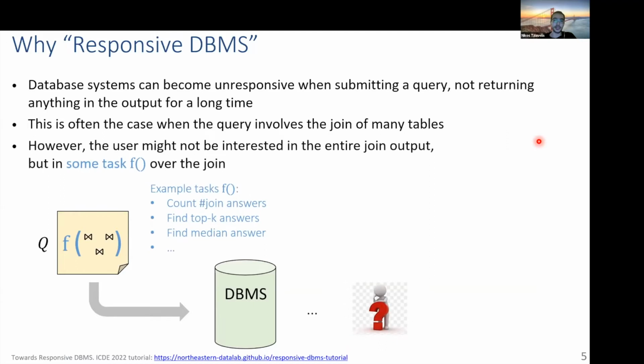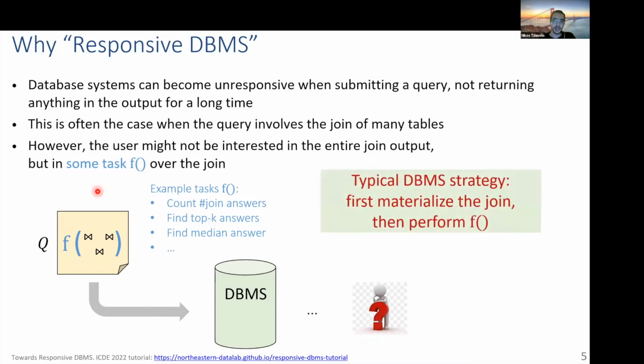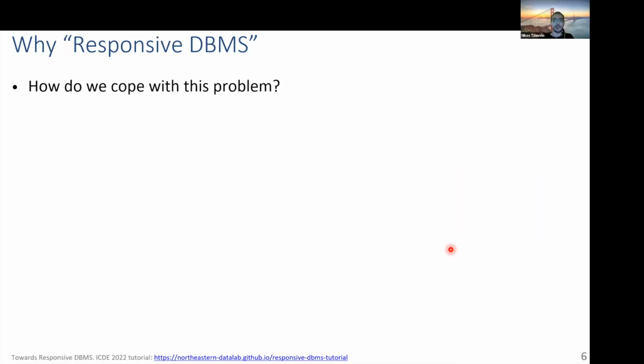But often we're not interested in the actual output of the join, but rather in some task which we describe here with this function f over the join. Some examples of such a function are to count how many answers we have, or if we have a ranking function, to find the top k answers of the join, or to find the median, and so on. Now, database systems are very slow for this task because the standard strategy is to first materialize the join and then perform this task f over it. And the join result can be very big. So what can we do about this?